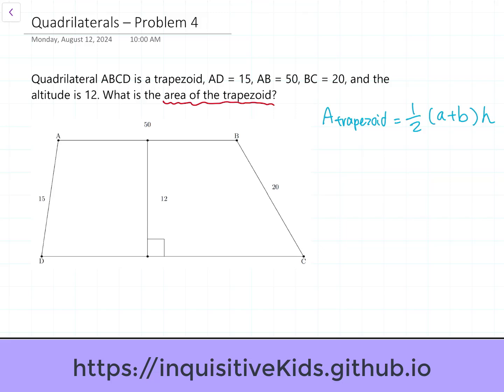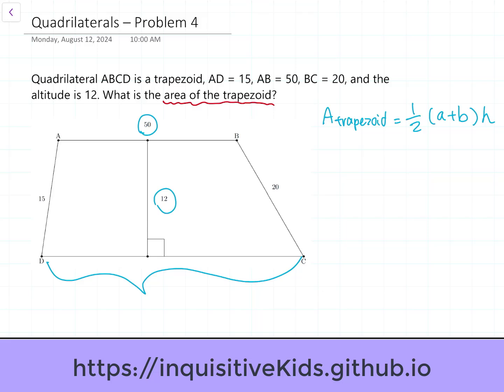Let's see how many of those values we know right now. Do we know its height? Well, yes, we do know its height, and that is 12. We also know its upper side, which is 50. So all we have to do now is find B, the bottom side. How can we find the bottom side?